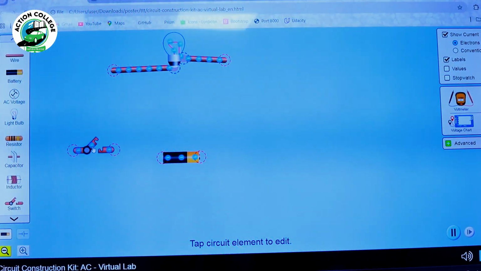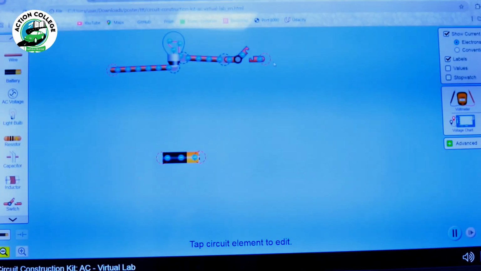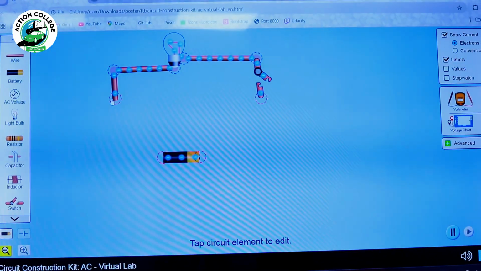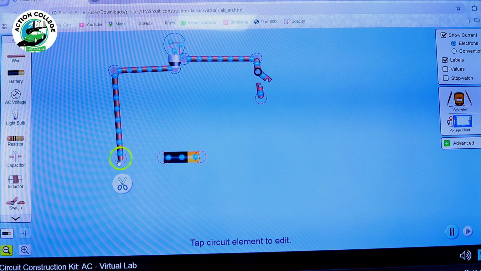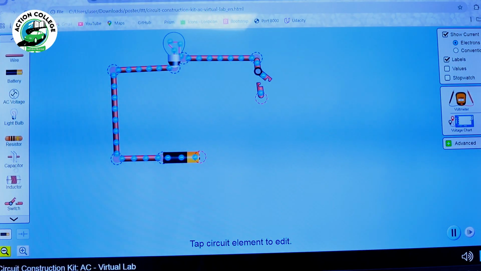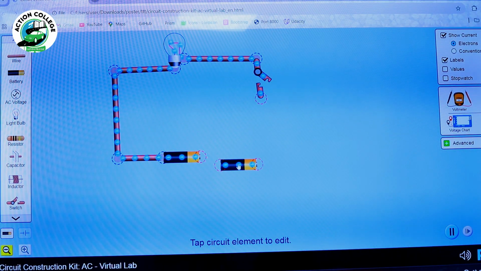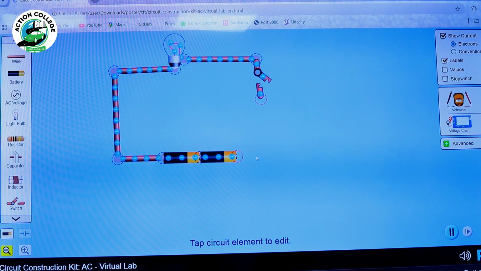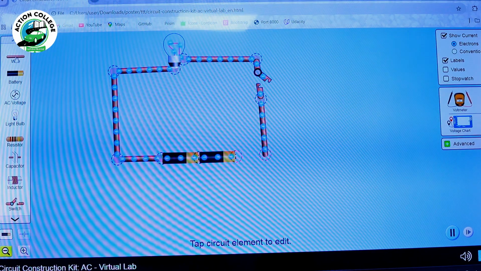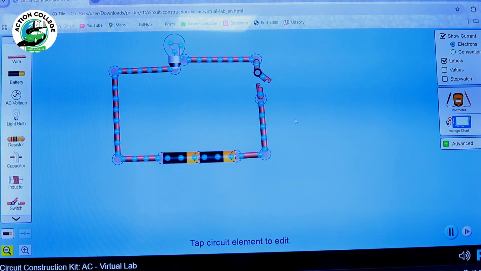This one is a switch. So I'm trying to show you how we will connect that. And also this is a wire. I'm connecting those wires. You can add another cell or another battery if you want, like this, and then you bring another wire so that you can make a circuit.